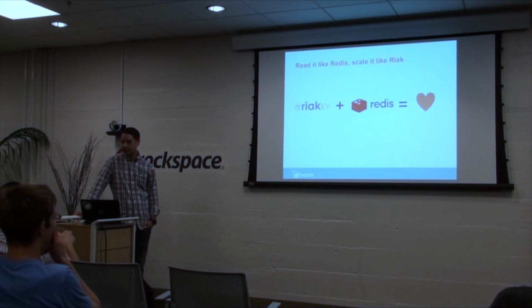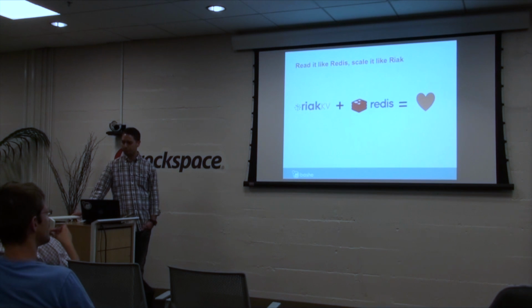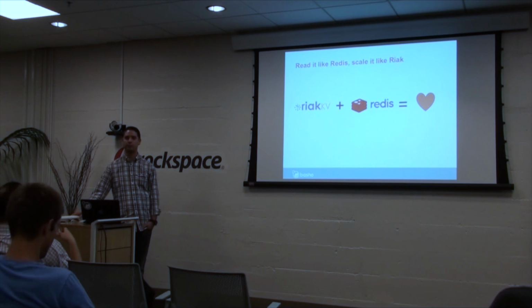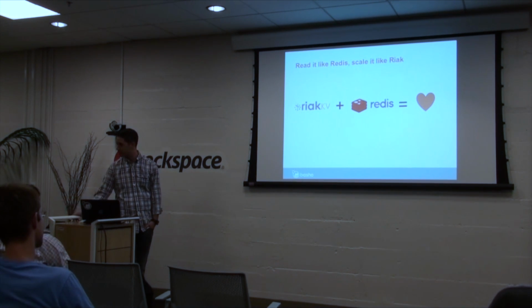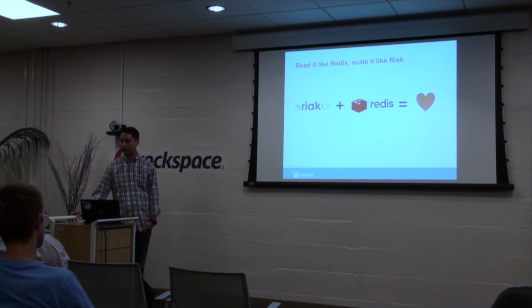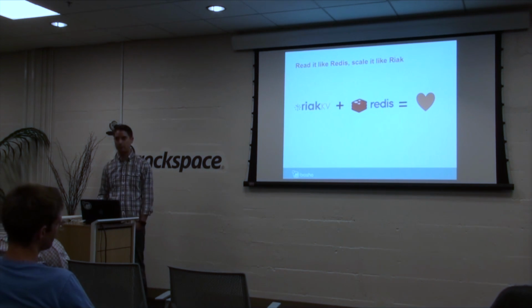So I think the real key takeaway here is that you can read it like Redis, but scale it like Riak. And this is really a strength for Riak as a persistent data store, being able to scale to whatever size you need and to do so easily and with operational simplicity. And then together with Redis, it provides those sub-millisecond response times in addition to data durability. And we do offer a lot of conflict resolution options whenever you have network partitions or concurrent updates, for example, which is something that Redis doesn't do out of the box.